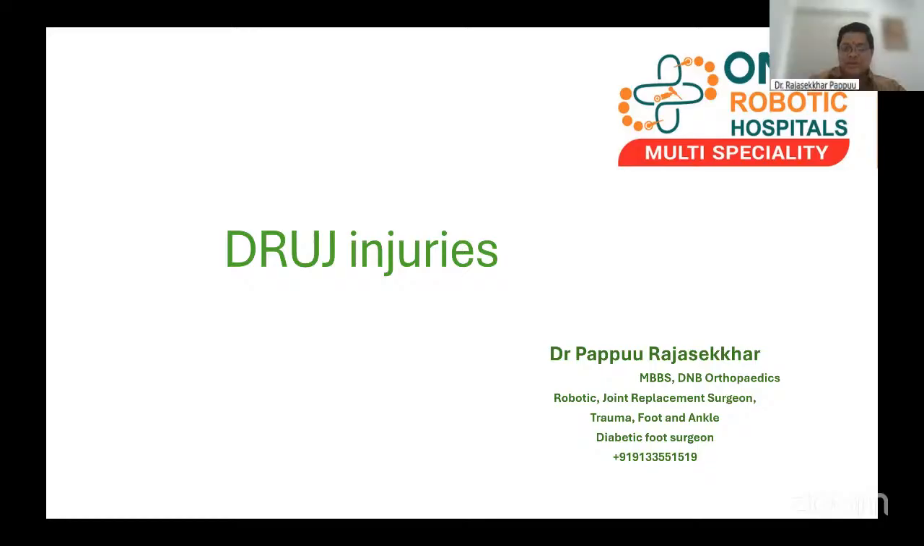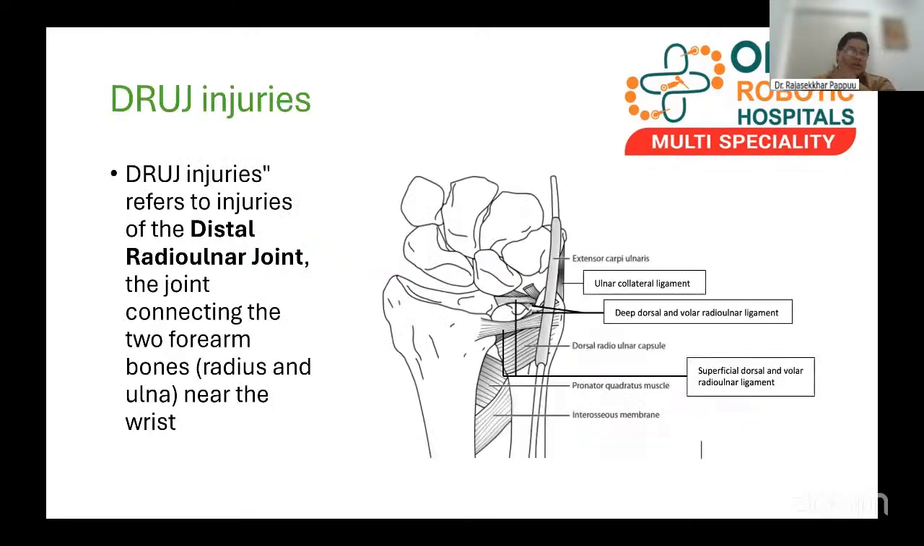Okay, thank you. Last time we discussed distal radius fractures. This time we are going to discuss distal radioulnar joint injuries, because most of the time these injuries happen concomitantly. When you have a fracture at the distal radius, you will have some instability or injuries at the radioulnar joint also, or the distal ulna. So it is apt to discuss these injuries also.